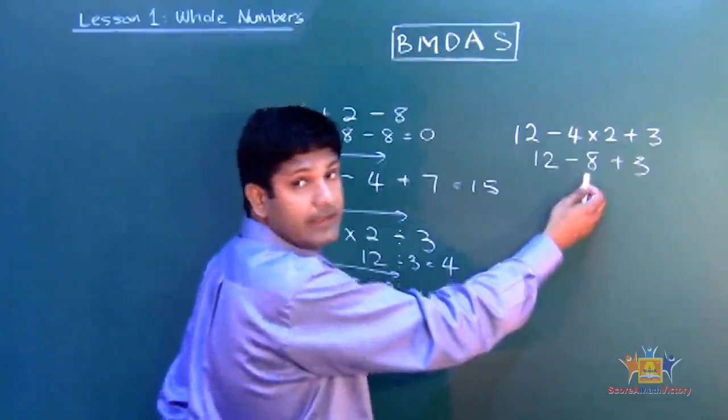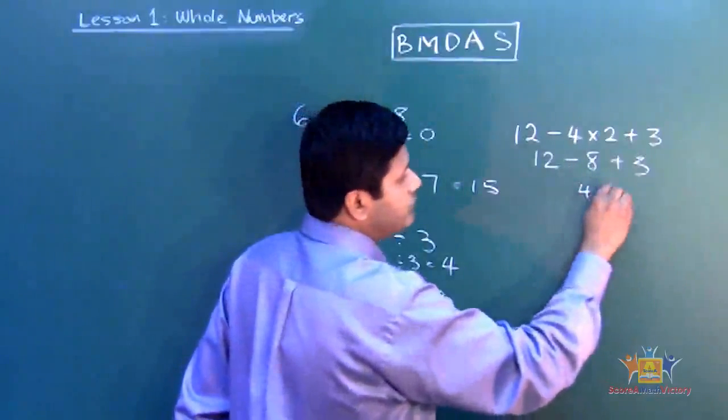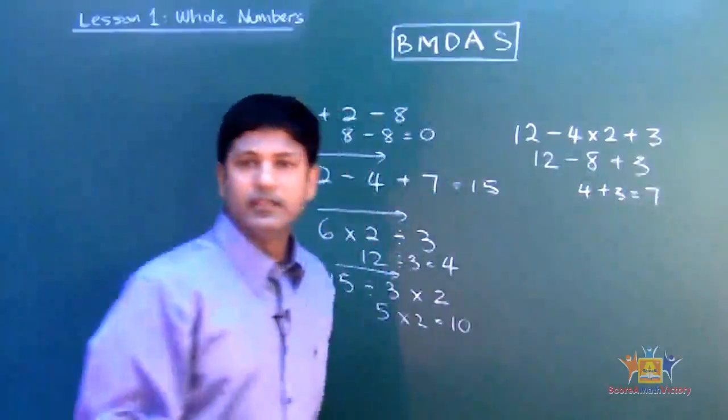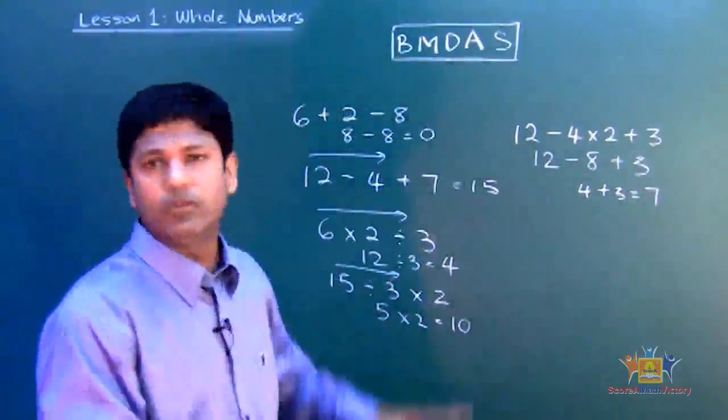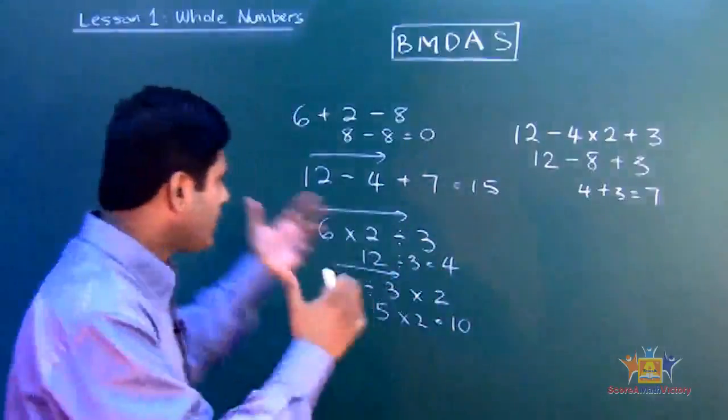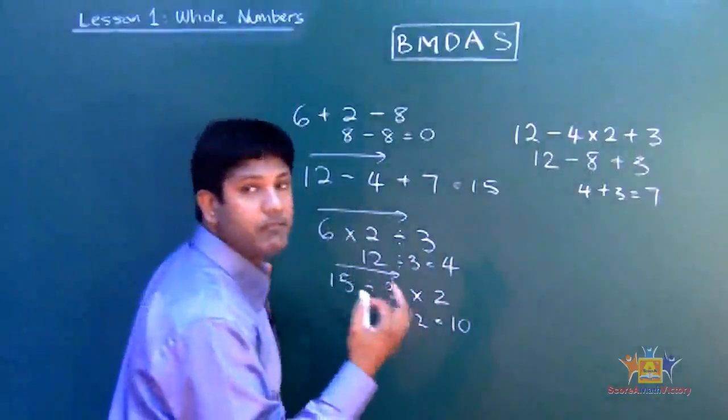So 12 minus 8 is 4. And then 4 plus 3 is 7. See that? Very easy. Just obey the rule. You'll never make a mistake. Now let's say, for example, we're going to apply some bracket into it.